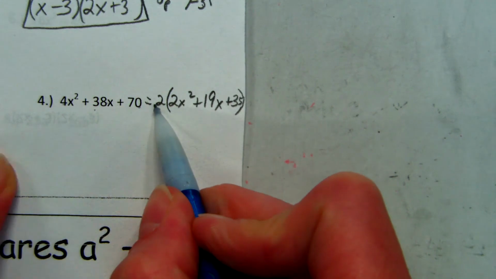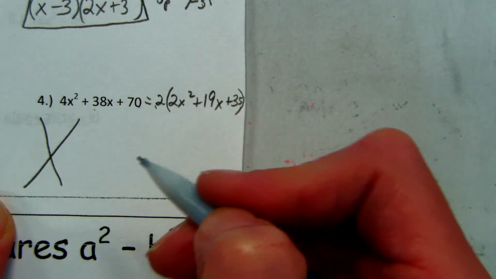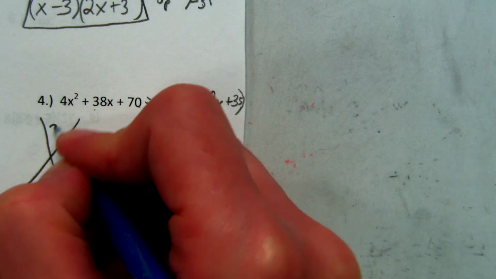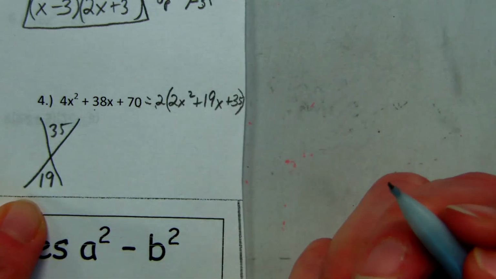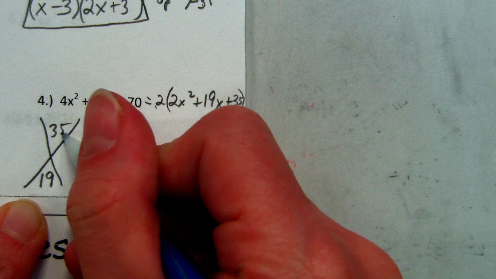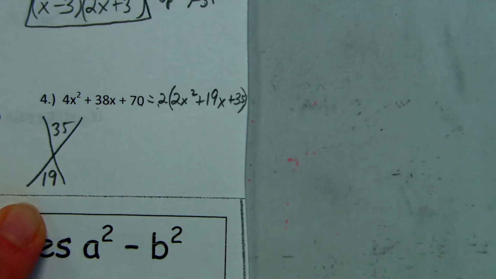Okay, so that 2 is just going to sit out there no matter what. I'm going to put my x over here to save room. So we're going to multiply to get 35 and add to get 19. So let me think. What goes into 35? Wait, should we slide first? Oh yeah, you're right. I did forget to do that.